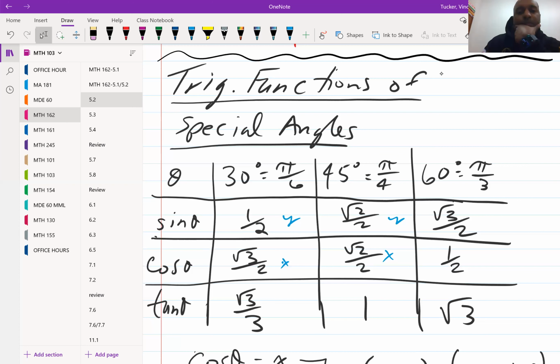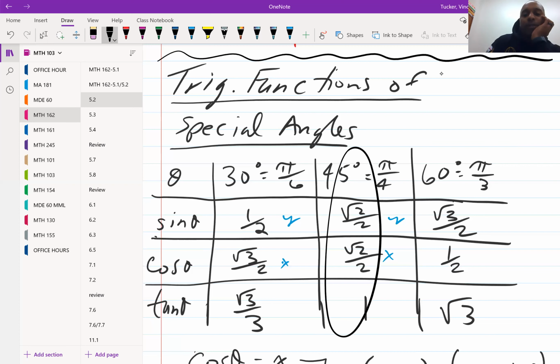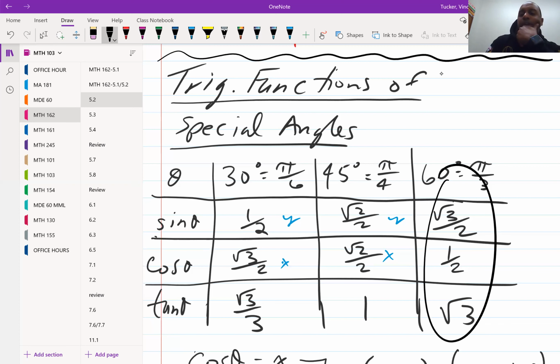But yep, so sine of 30 degrees is 1/2. Cosine of 30 degrees is square root of 3/2. Tangent of 30 degrees, square root of 3/3. And then over here we have 45 degrees, square root of 2/2 for both sine and cosine. Tangent is going to be 1. And then here we have sine, cosine, and tangent of 60 degrees.